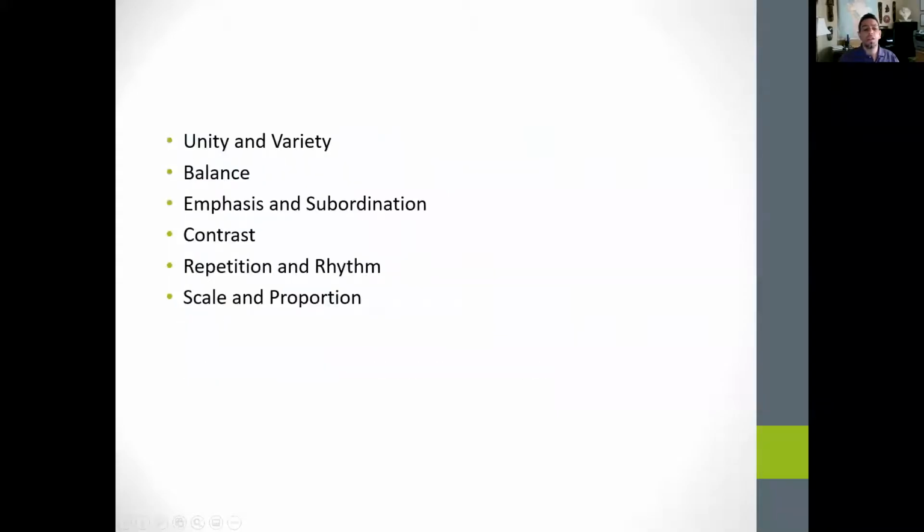So that's basically what the principles of design are for. You're going to notice in the PowerPoint as I show you the screen right here that the principles of design tend to be opposite forces that help with the overall balance of how things look. So the first one, for example, is going to be unity and variety. Next one's going to be balance, and then emphasis and subordination, and contrast, repetition and rhythm, and then finally we're going to do scale and proportion. So let's go ahead and get started with the first one, which is unity and variety.